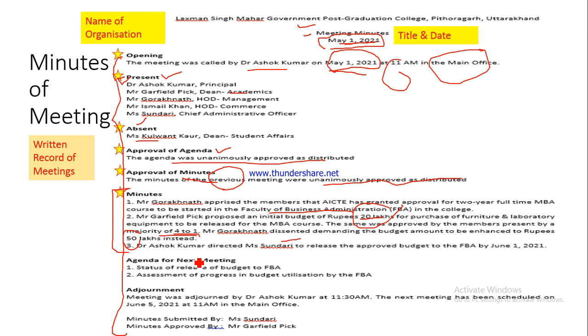So the decision making, if it is not possible for you to arrive at a decision unanimously, you may go for voting, and then you can decide on the basis of majority, right?